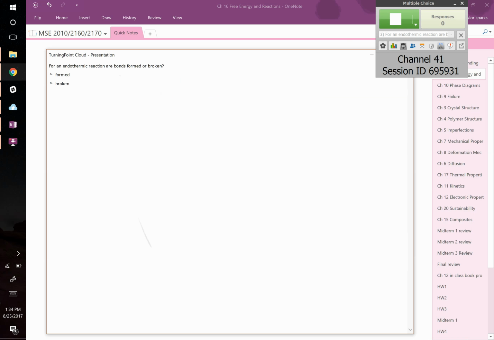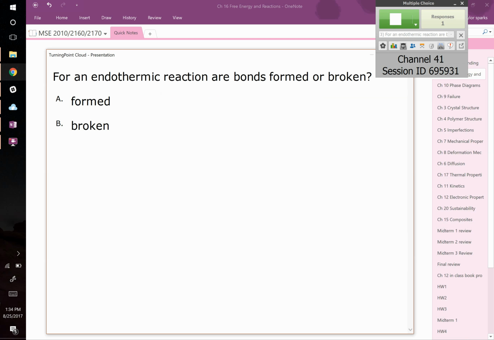Next one. All right, how about this? For an endothermic reaction, so one that absorbs energy, is that forming or breaking bonds? This one's harder. Endothermic, absorbing energy, does that form or break bonds?